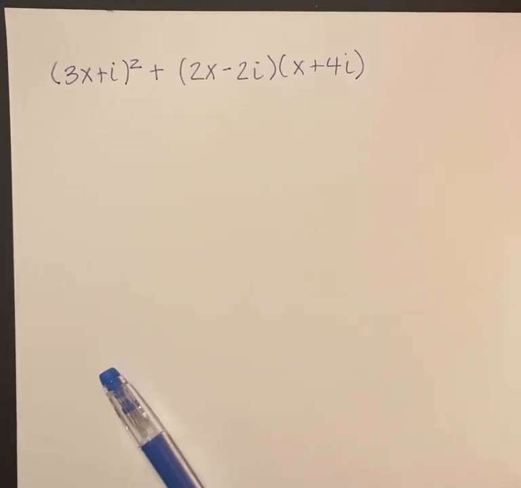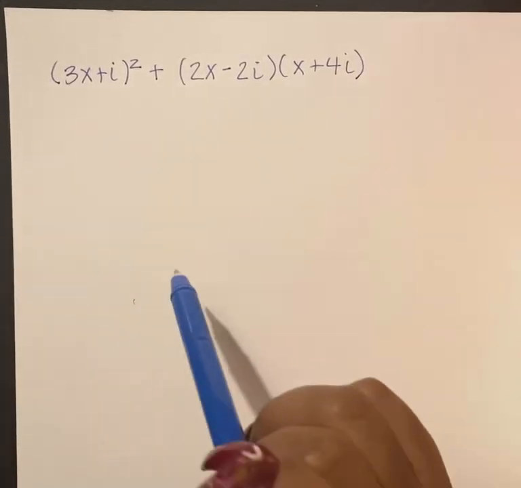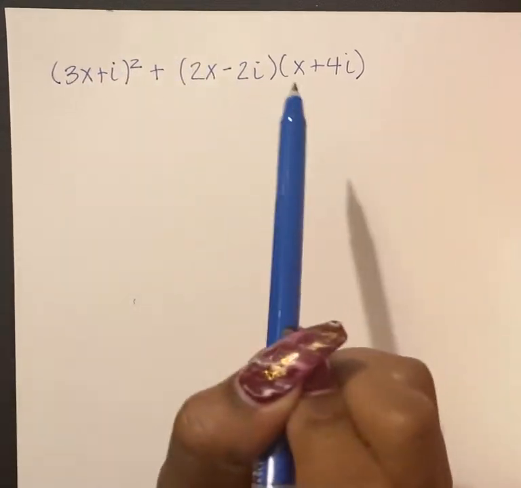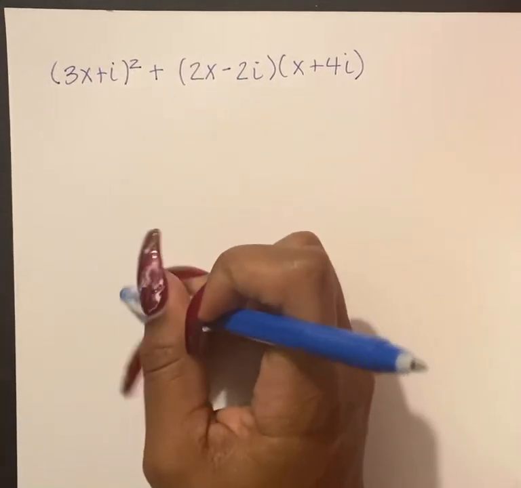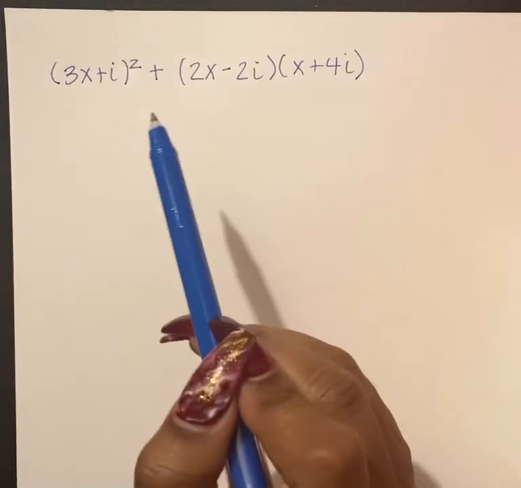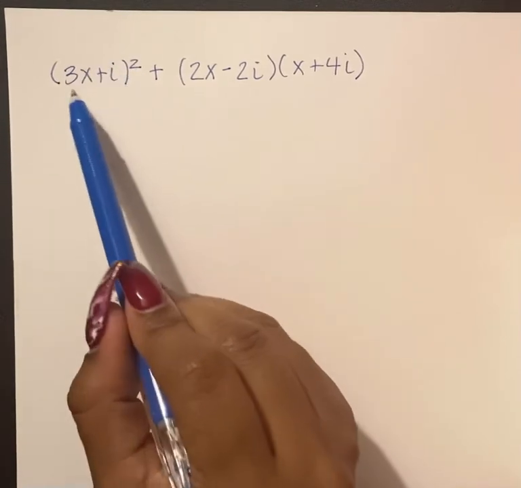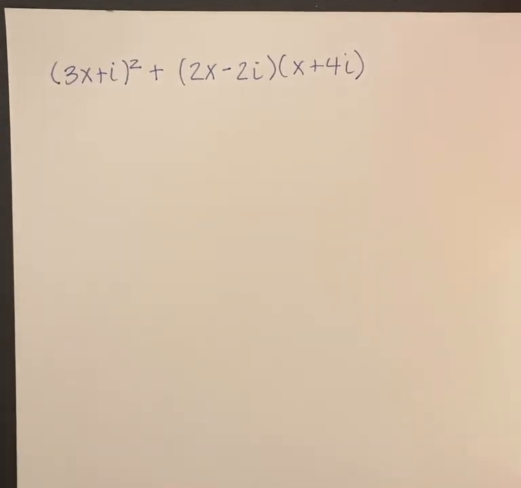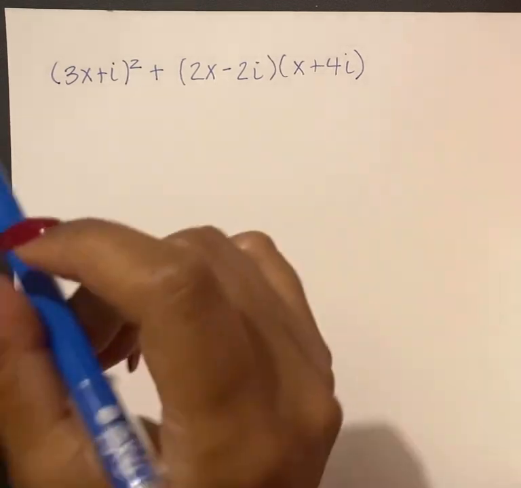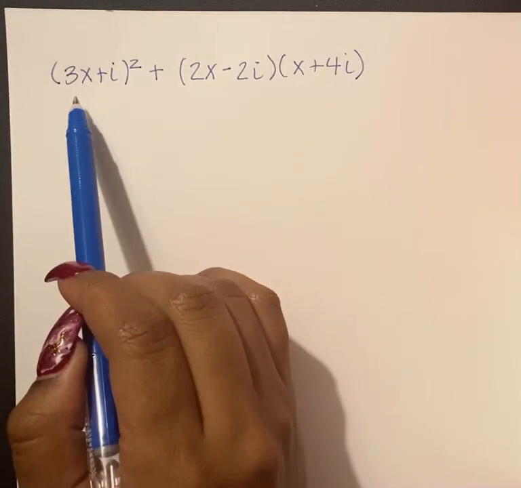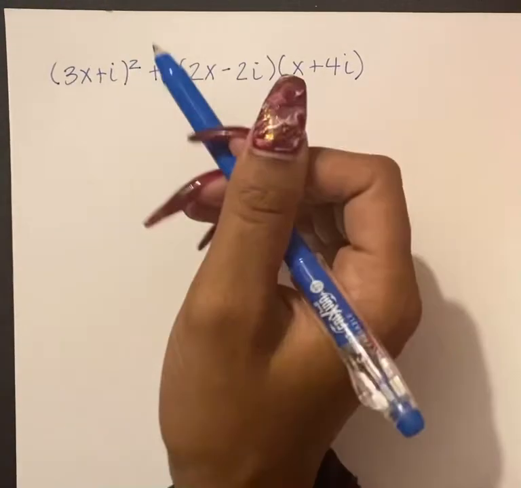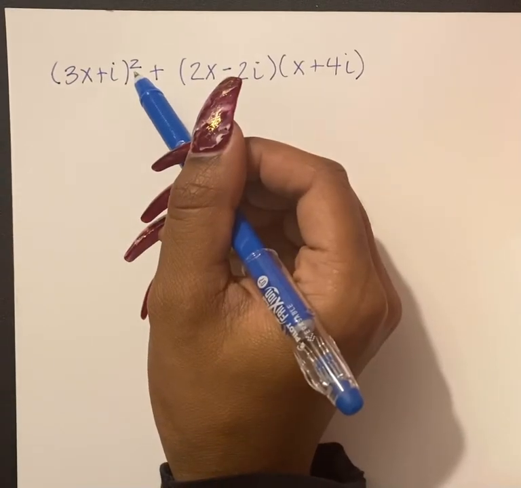Hey everyone, in this video we're going to walk through continuing to simplify complex expressions. In this case we added a variable in there, and I'm just going to show you that the process is still the same. So don't allow that variable to confuse you or to stress you out. I have some exponent here.